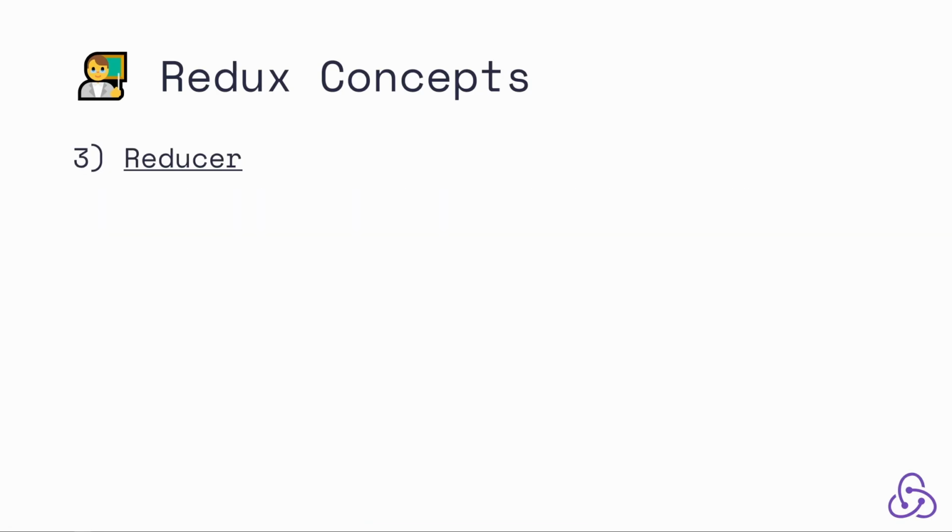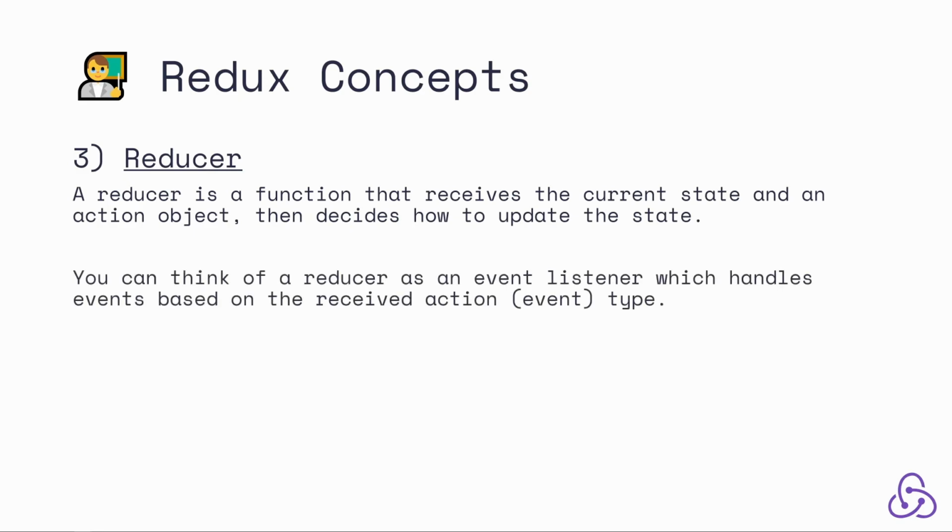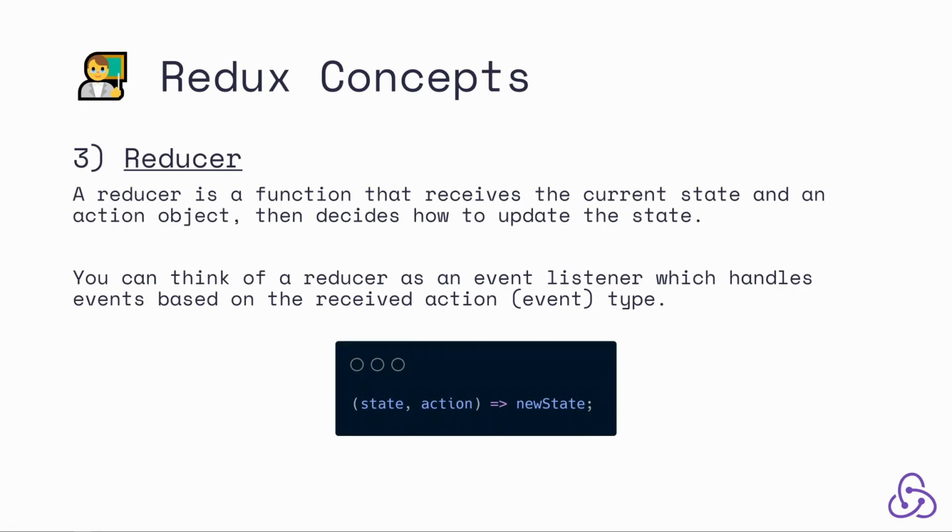Next is the concept of a reducer. A reducer is simply a function that receives the current state and an action object and then decides how to update the state. You can think of a reducer as an event listener, which handles events based on the received action. So just to reiterate, a reducer takes the current state and action and then computes the new state.